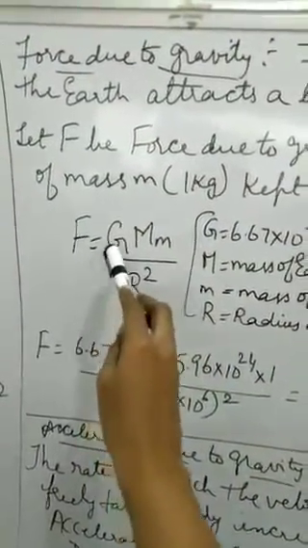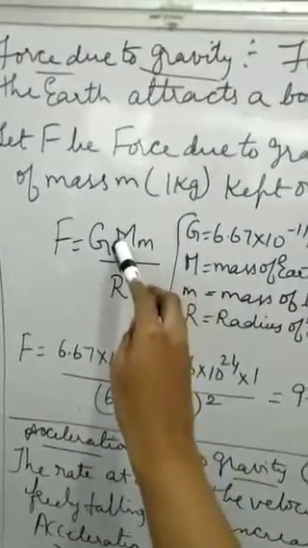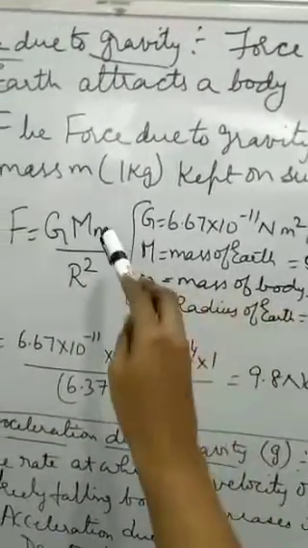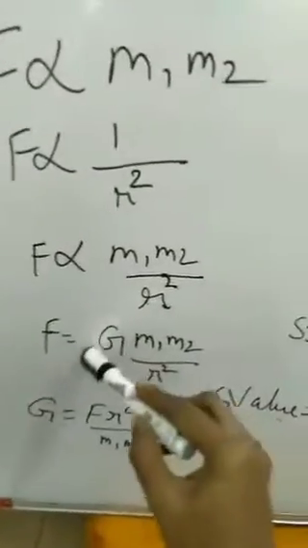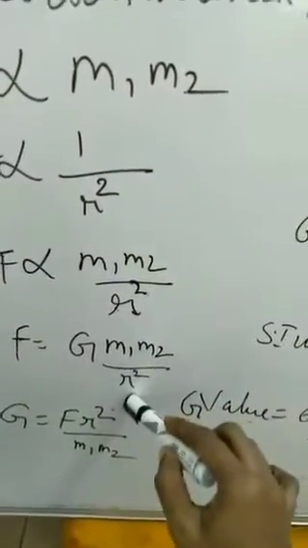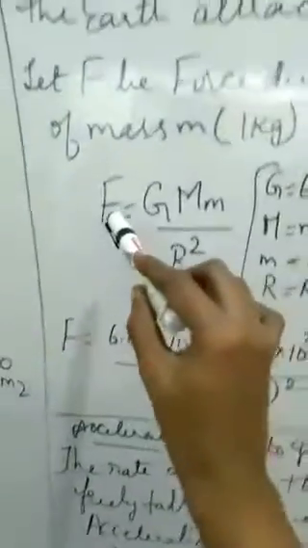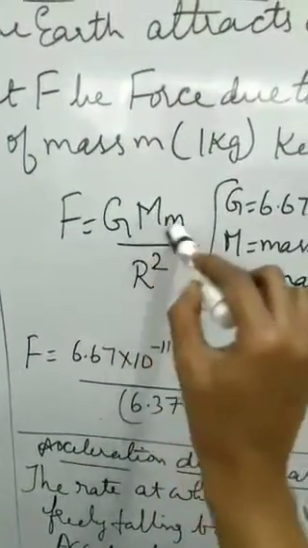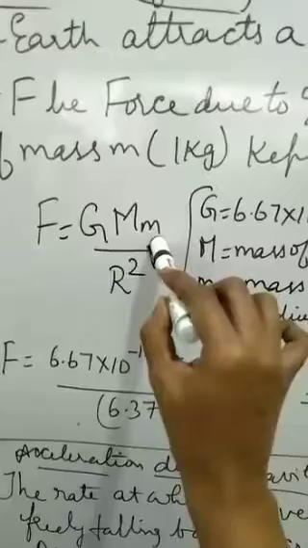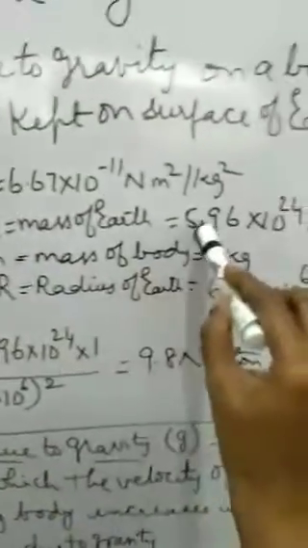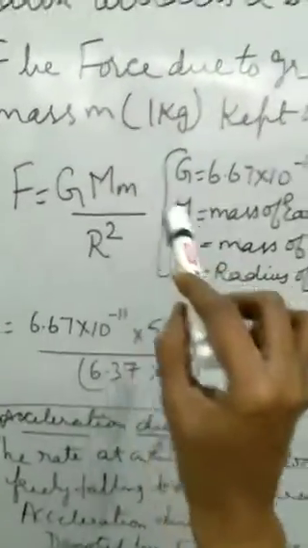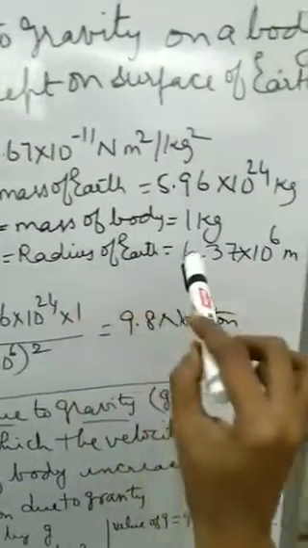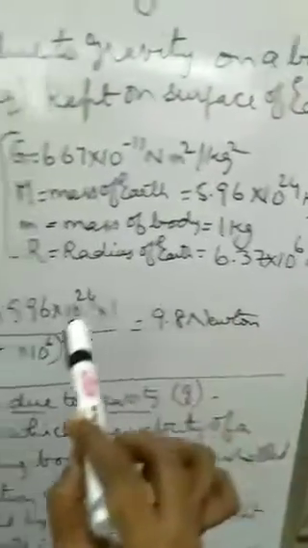F is equal to G M m, where capital M is the mass of the earth, small m is the mass of the body, and r is the radius of the earth. From here only I have written this: F is equal to G m1 m2 by r square, the same thing. Instead of m1 m2 I wrote capital M and small m. Capital M, the mass of the earth, is 5.96 into 10 power 24 kg, the mass of the body is 1 kg, and the radius of the earth is 6.37 into 10 power 6 meters.